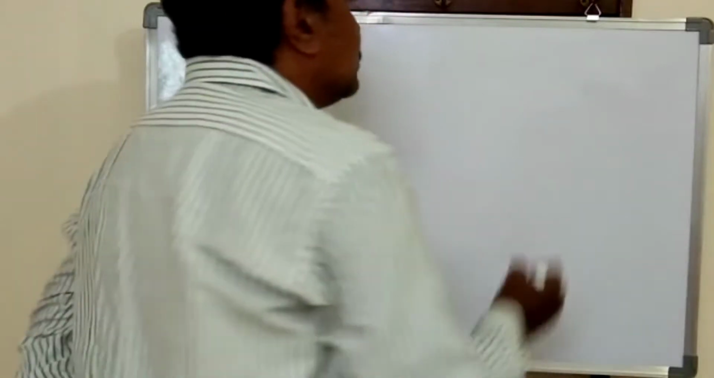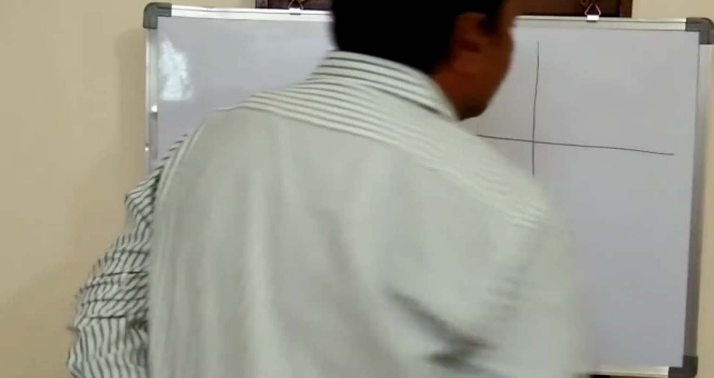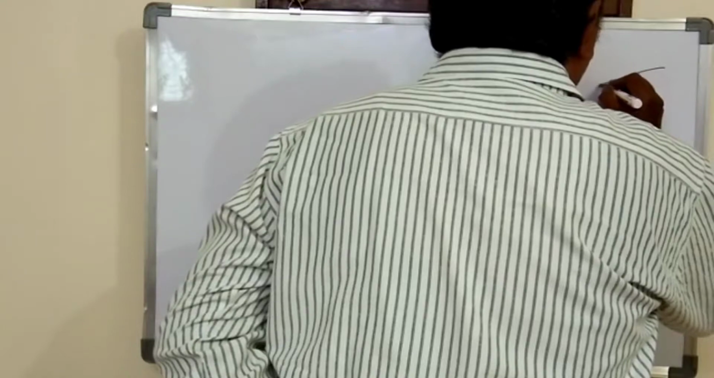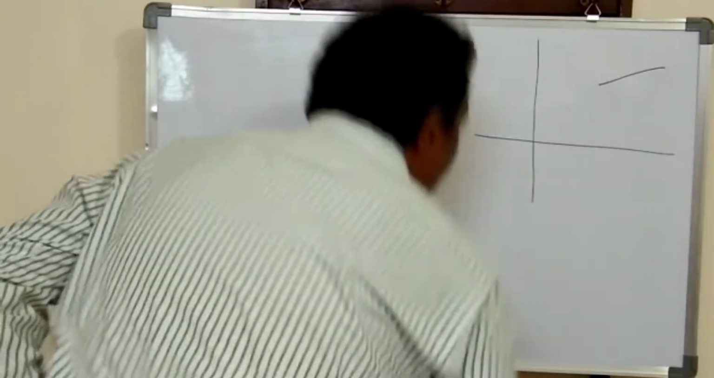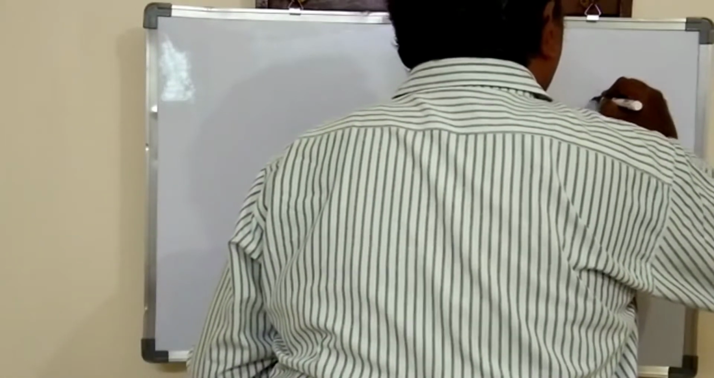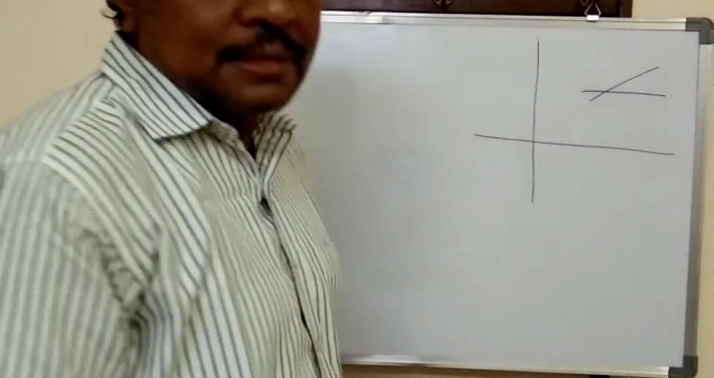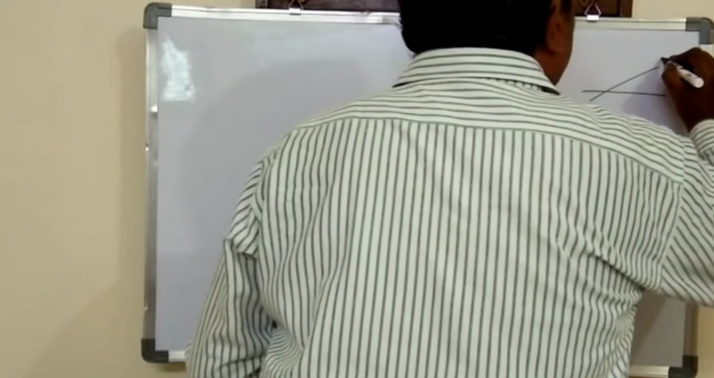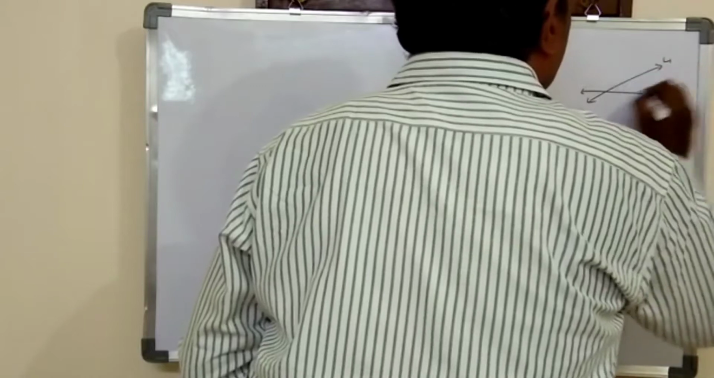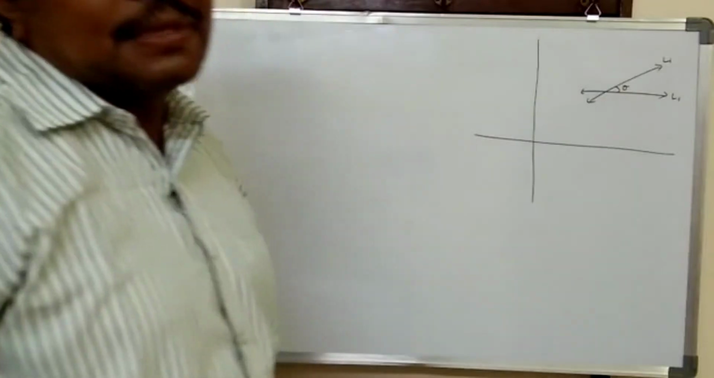we need to draw the coordinate axis. This is the coordinate axis that you already know. These are the intersecting lines. So this is L1 and this is L2. The angle between these two intersecting lines is theta. Now you are asked to find this angle.